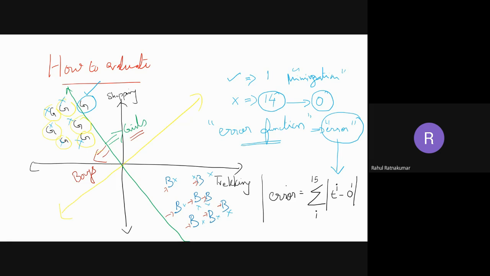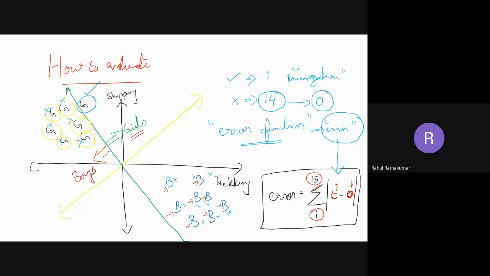So what is the meaning of this error equation? For each point, I'm comparing the output with the target. This is the output of the neural network, output O, and it is subtracted from the target T. What do we mean by target? In the training phase, we already know this is a girl, this is a boy. So I take the difference between the target and the output of my neural network, and I do this for all the points and add all those things.